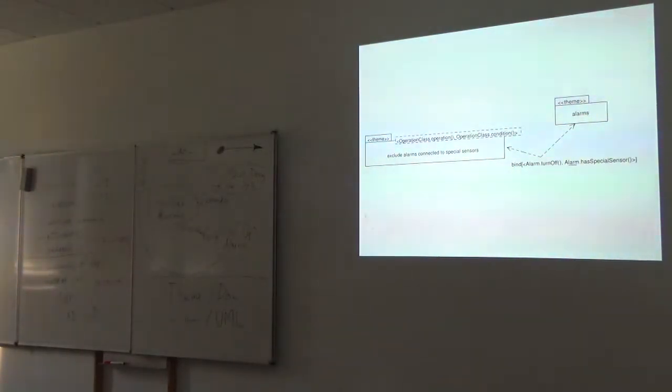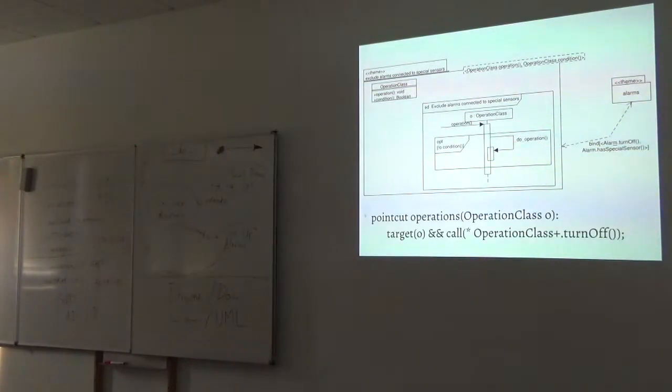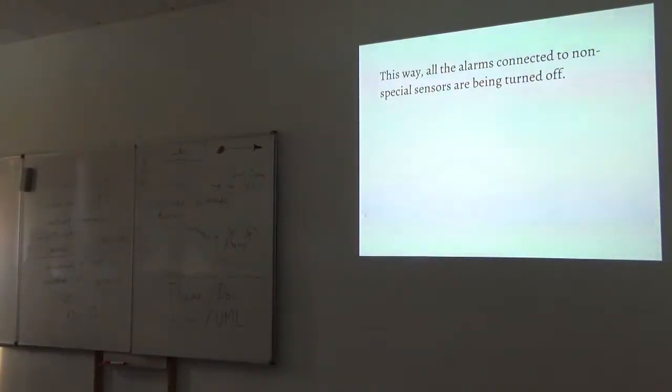Actually, we are happy, we managed to filter out this one alarm, or several alarms we might introduce that are connected to a special sensor. But the requirement itself, this is the binding display once more. Maybe I should have used this to actually explain what we did. What we did in AspectJ is there in this pointcut, but we actually are filtering out only the non-special sensors.